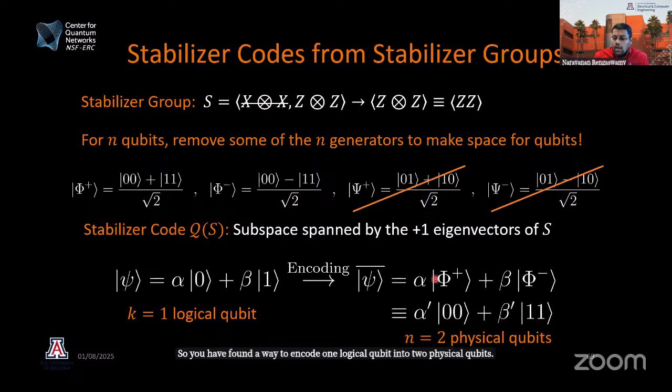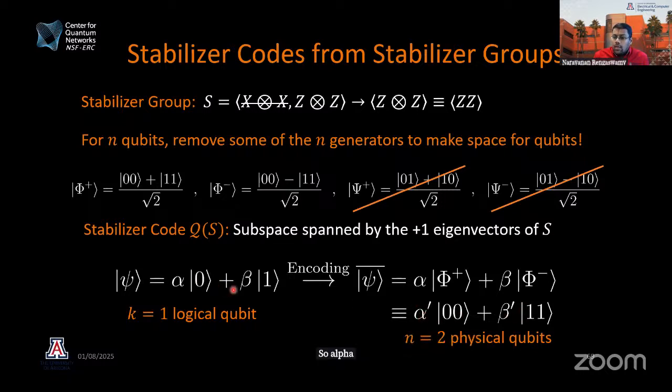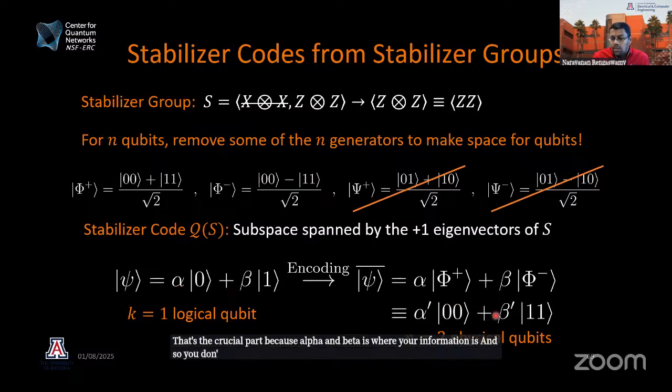And this state, this two qubit state, is always a +1 eigenstate of ZZ, independent of what these coefficients are. So alpha and beta can be anything, but these will always be +1 eigenstates of ZZ. That's the crucial part, because alpha and beta is where your information is, and so you don't want the encoding to depend on the information.